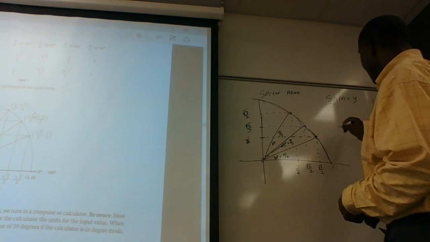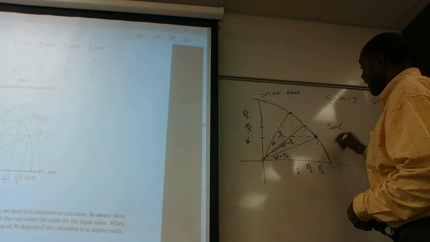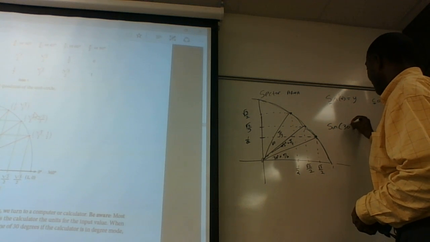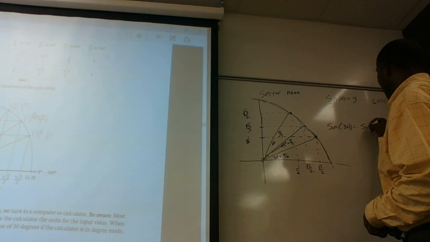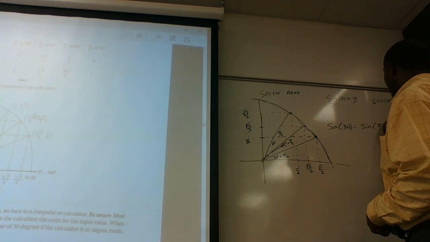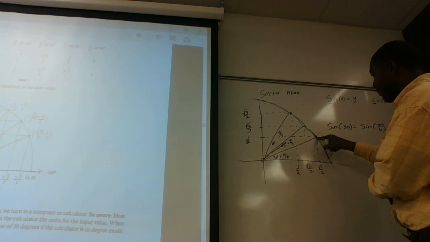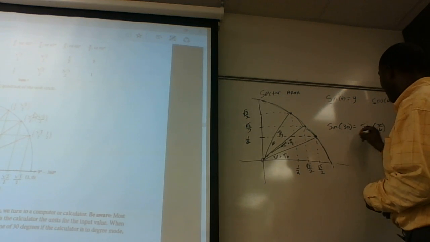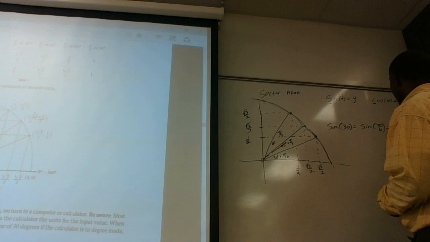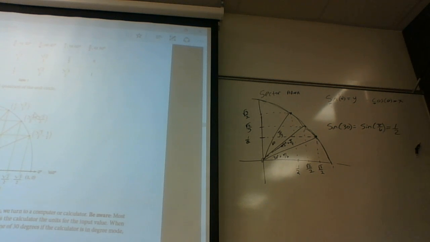Now, if I ask you what is sine, I can ask you two ways. I can say, what is sine of 30 degrees, which is the same thing as sine of pi over 6? Well, sine corresponds with the y values. So for sine of 30 degrees, my y value is 1/2. So sine of 30 degrees, or sine of pi over 6, is 1/2.